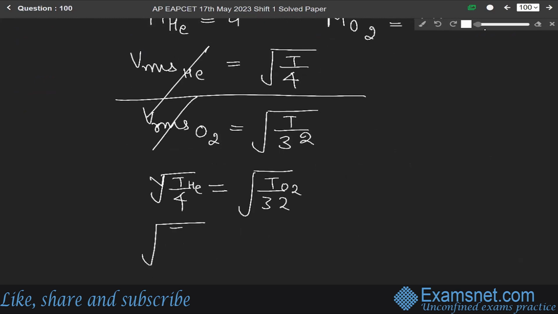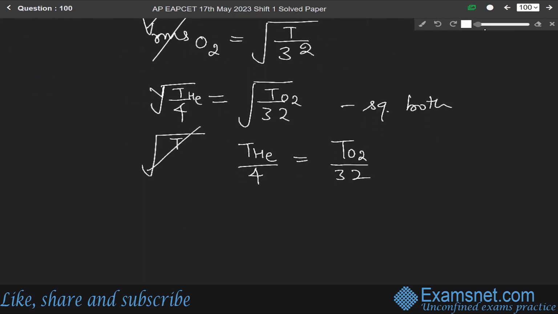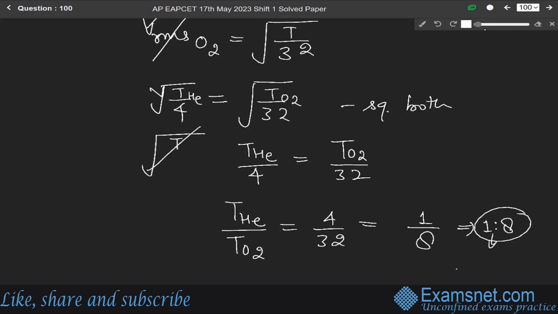So under root T, now squaring both sides. We get T of helium by 4 will be equal to T of oxygen over 32. So T of helium over T of oxygen will be equal to 4 over 32. It will be equal to 1 over 8. So the correct ratio is 1:8. This is our final answer.